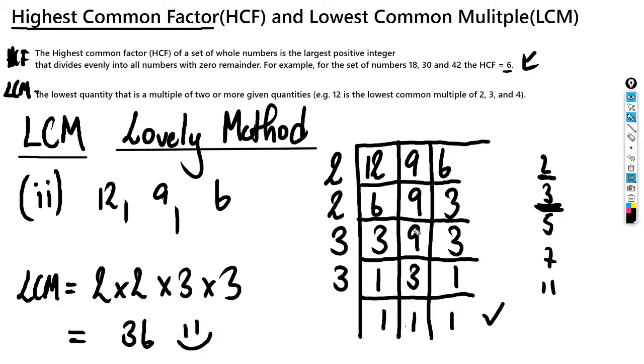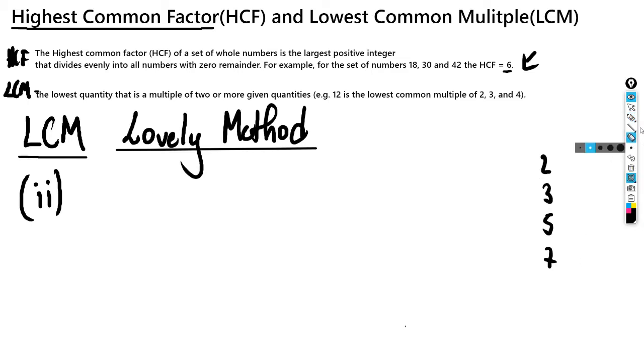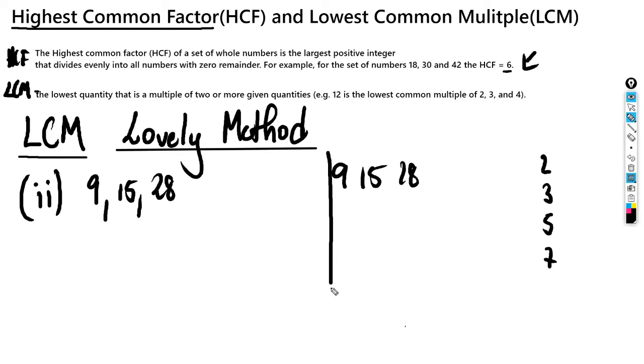So let's do one more. Let's do a difficult one, all right? Let's do like a really big one. All right, guys, so we're gonna look at this example. We're gonna use 9, 15, and 28, okay? So we should get a big number for the LCM here. And we're gonna do the same thing. We're gonna draw up the table, right? 9, 15, 28, okay? Let's draw the table, all right?